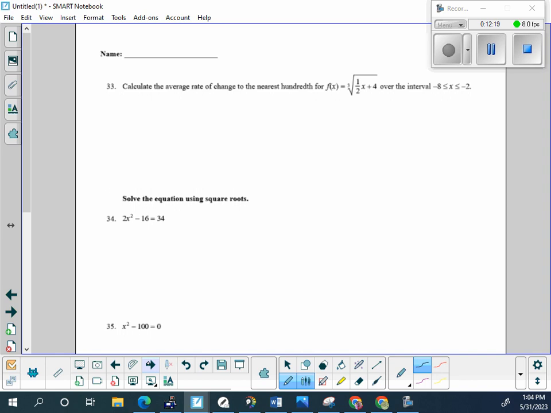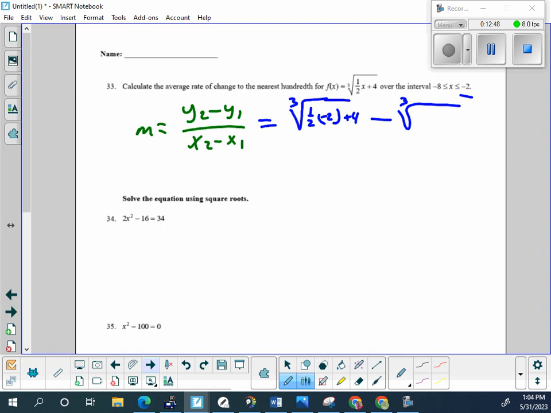33, 34, and 35. 33, calculate the average rate of change. Okay, so you're going to do y2 minus y1 over x2 minus x1. This is the slope formula. So my y's are produced here. So the cube root of 1/2 x2, so 1/2 times negative 2 plus 4, minus the cube root of 1/2 times negative 8 plus 4, all over negative 2 minus negative 8, my bad.